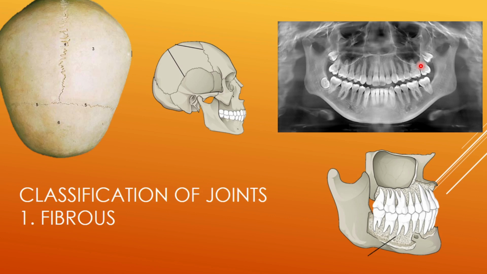We even have examples of fibrous joints in the lower limb. So there's one in the leg between the tibia and the fibula, known as the inferior tibiofibular joint. So there's a few examples, and throughout your studies you'll come across some of those again.